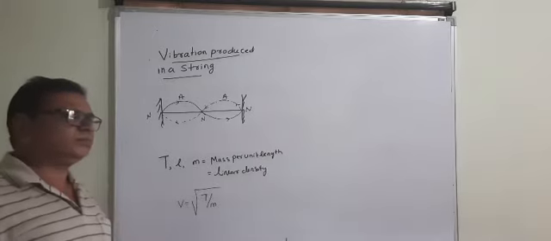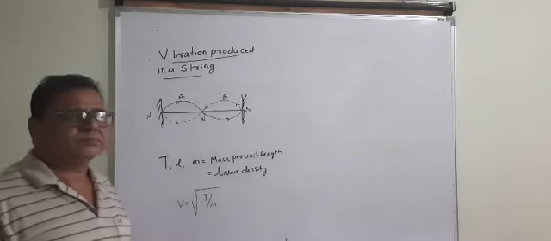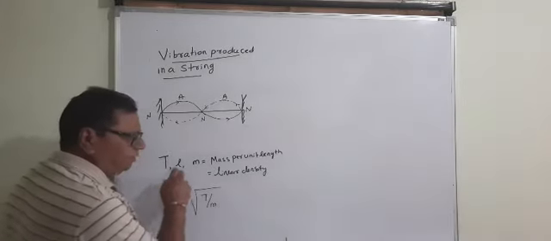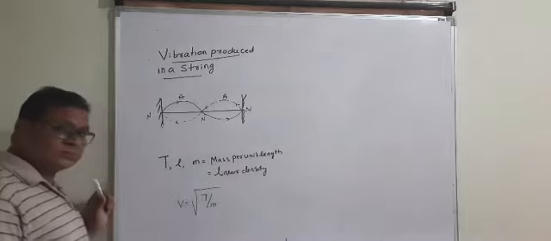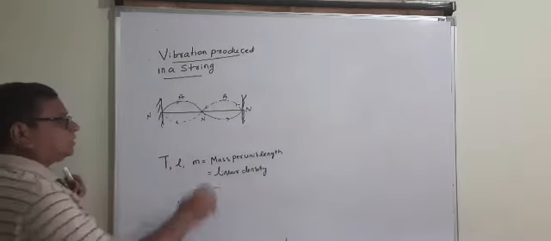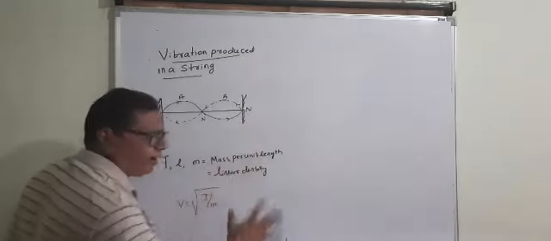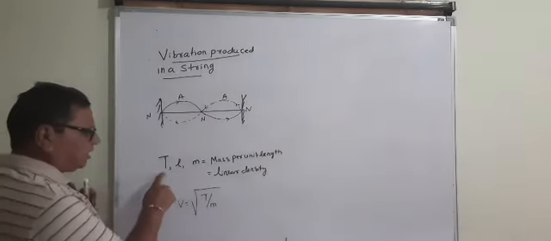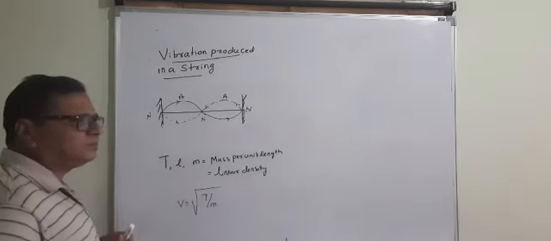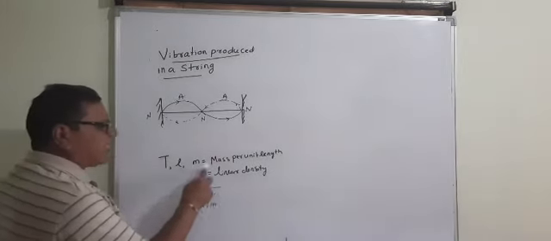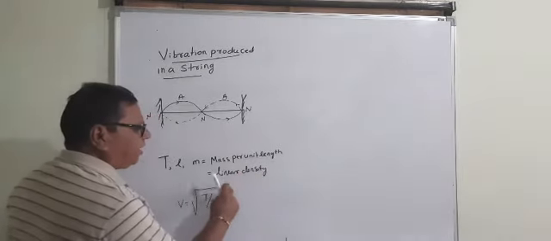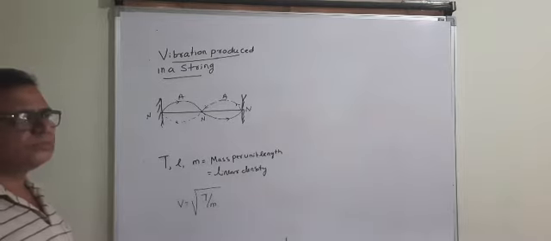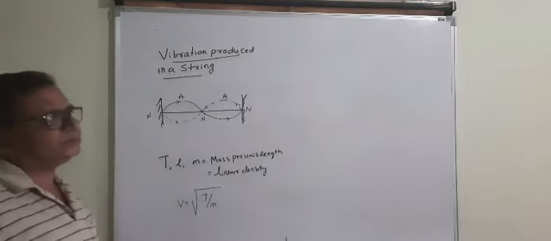Once again I repeat. Let us consider a string of length small l stretched between two fixed endpoints. That means we have produced tension in the string. Let T be the tension in the string. Let small m be the mass per unit length or linear density of the string. Now, this is what we have considered.